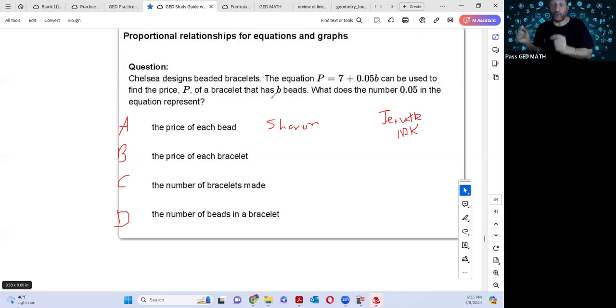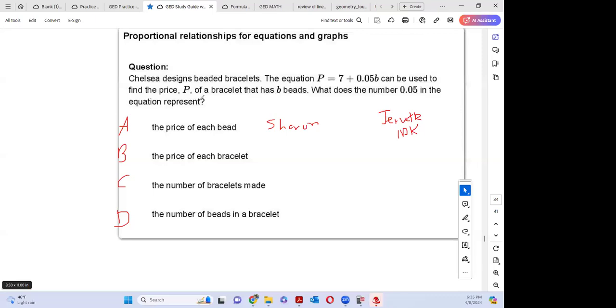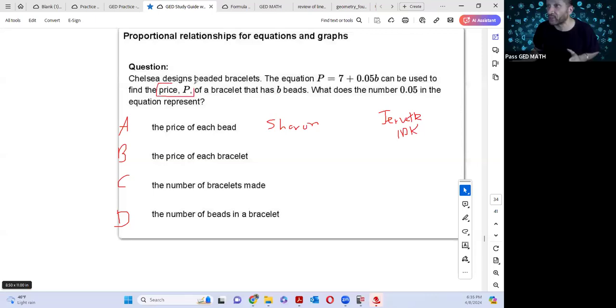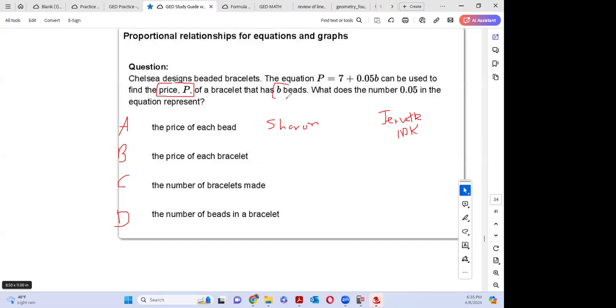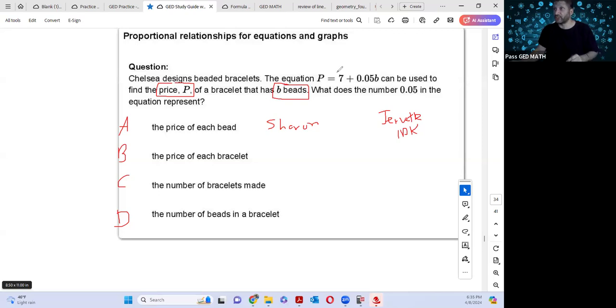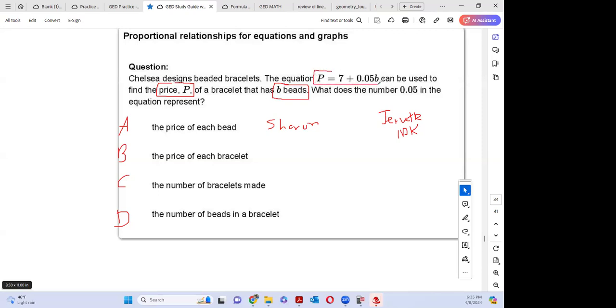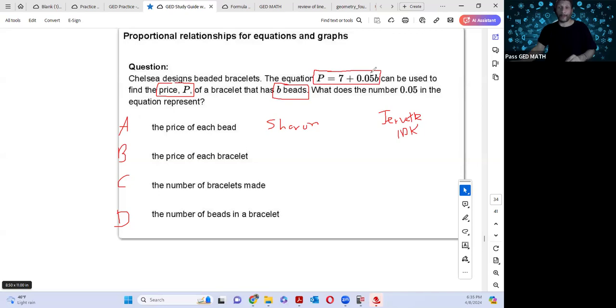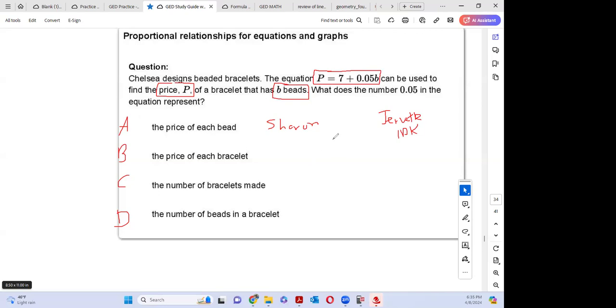What does P stand for? The price. Right, P is your price. What other variable is given? The B for the beads. Beads is my B. What else is given? Right, so you're given 3 things. So Brandy, what do you think the 0.05 stands for in this equation? That's going to be the price of the beads. Price of the bead. Okay.